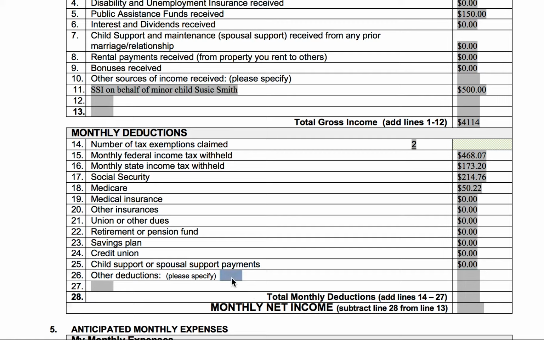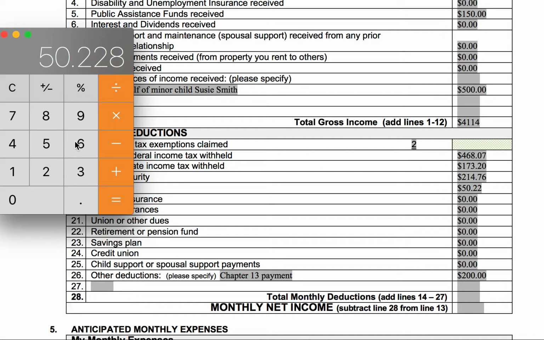Some that we see sometimes, if you have a Chapter 13 bankruptcy, often that Chapter 13 payment is another deduction, or if you're being garnished. And again, you would just put however much that is per month on that line. So description and how much it is. And then what we're going to do is we're going to add up all of these deductions.